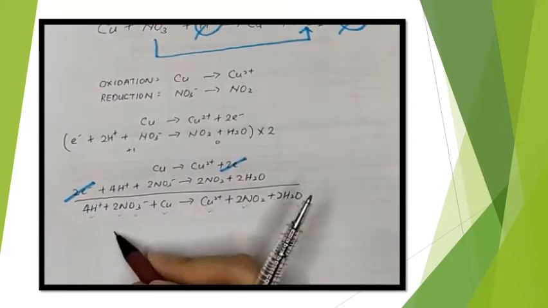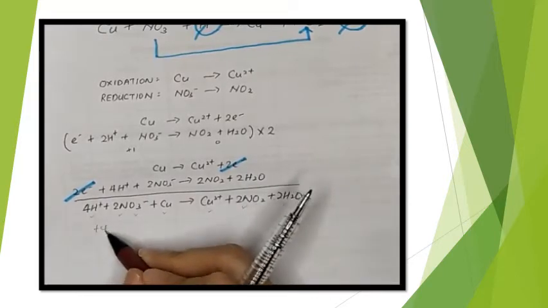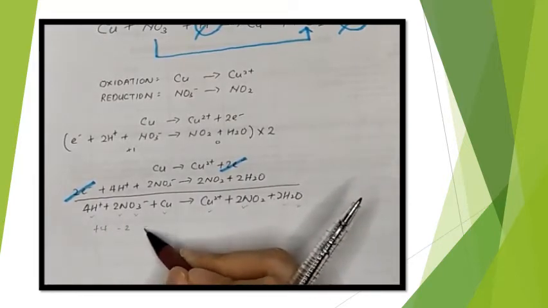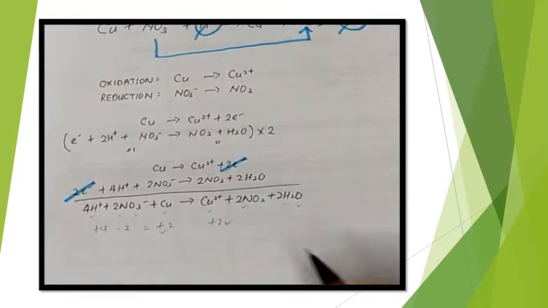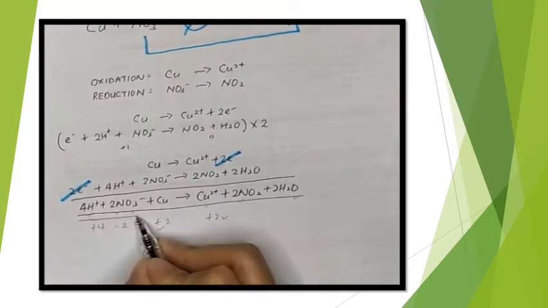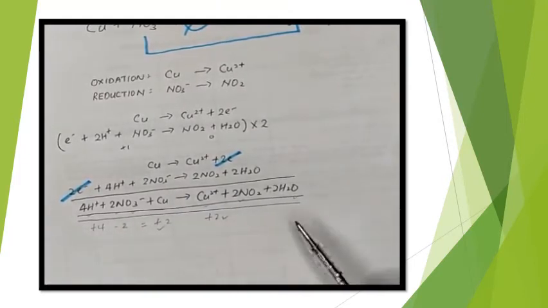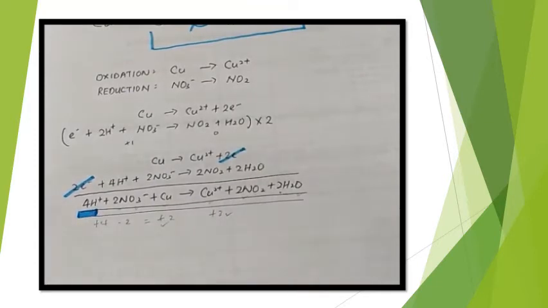The number of atoms on the left hand side and the number of atoms on the right hand side are the same. Positive 4, negative 2, 0, so equal to positive 2. Here, positive 2, yes, the charge of both sides is the same. So this is the final answer. So this is balancing the equation by using the ion electron method in acidic medium. Why acidic? Here, acidic medium.